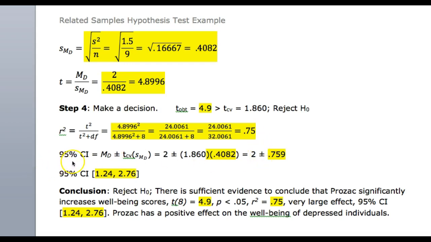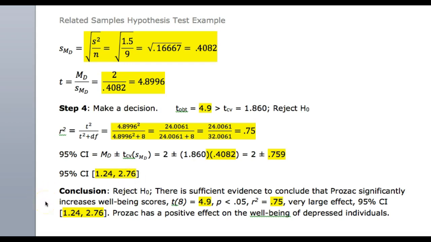Now, I want to go ahead and calculate a 95% confidence interval. And we do that by taking the mean of the different scores plus or minus the margin of error. So that's 2 plus or minus 1.860 times 0.4082. That's equal to 2 plus or minus 0.759. Our 95% confidence interval is 1.24 to 2.76.